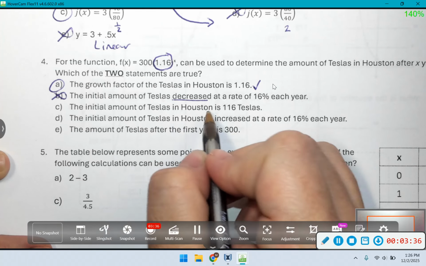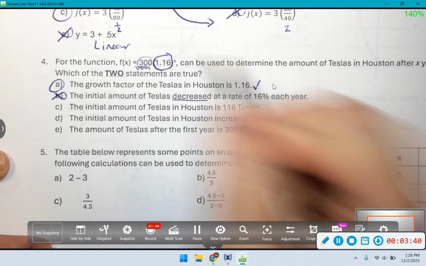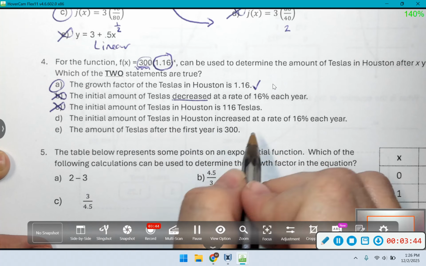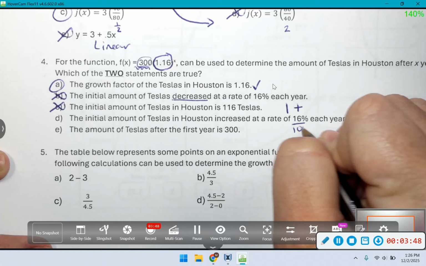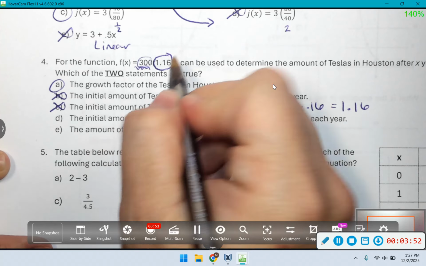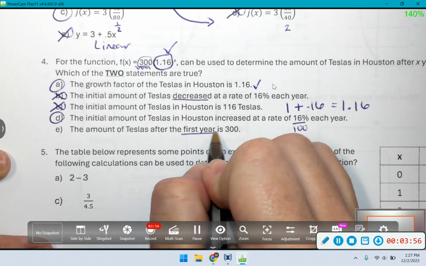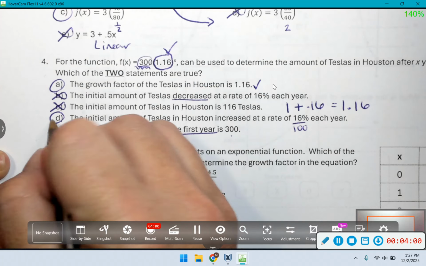This says the initial amount is 116. Well, I know that my initial amount is 300, so that's wrong. The initial amount of Teslas in Houston increased at a rate of 16%. Well, increase would be 1 plus 16 divided by 100, which is 0.16, so that would be 1.16, which is true. That is what we have. And this says the amount of Teslas after the first year is 300. Well, this is my starting point, not after 1 year, so that is wrong.